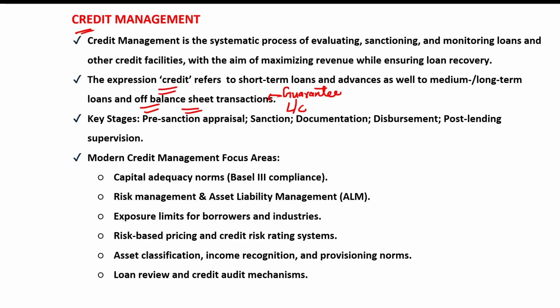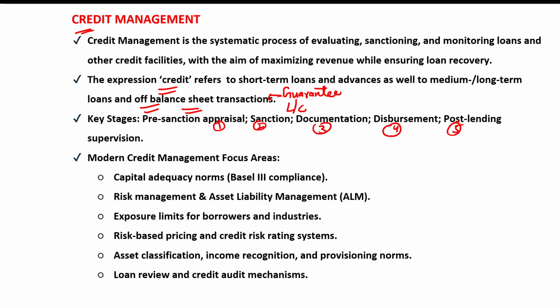So the process includes 5 stages. First is pre-sanction appraisal, studying the borrower's need, repayment capacity, and risk factor before approval. Then sanction, official loan approval. So this is first, this is second. The third is documentation, preparing and signing legal papers to protect the bank's rights. Fourth is disbursement, releasing the funds to the borrowers. And fifth, post lending supervision. So, regularly monitoring the account to ensure repayment and detect risk.